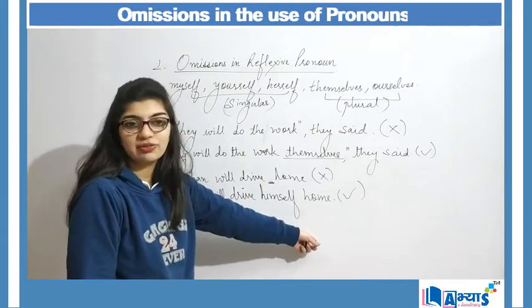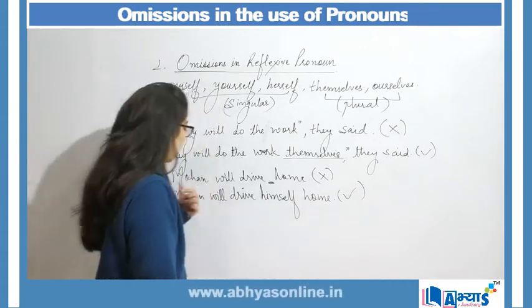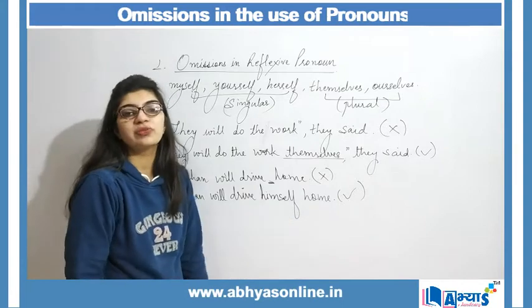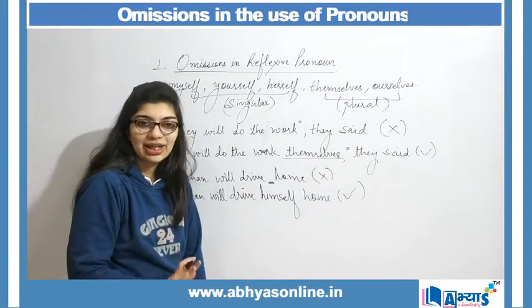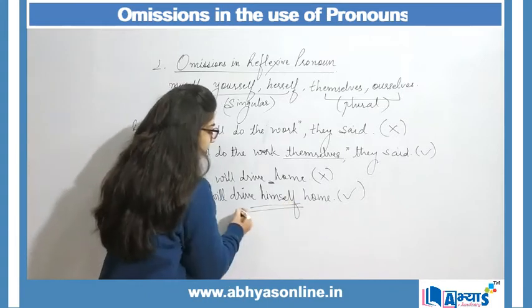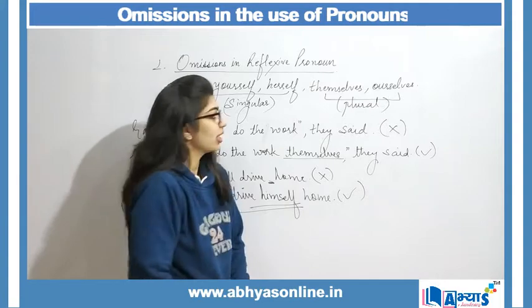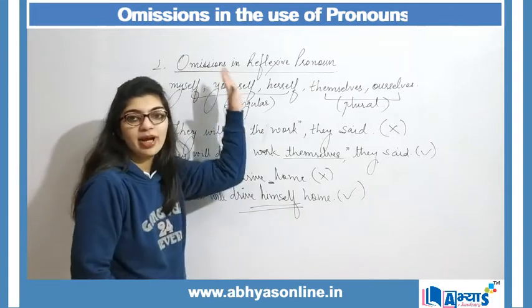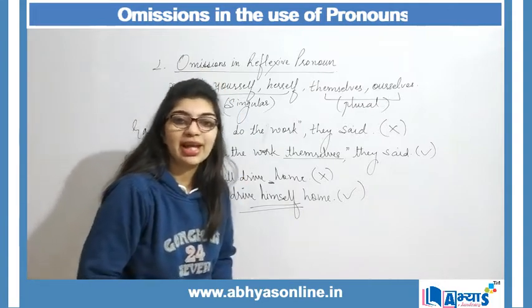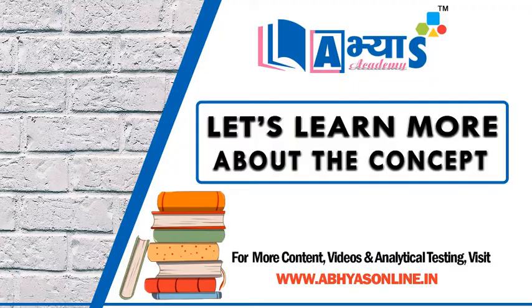This is the correct usage of pronoun. This is the correct form of sentence. Mohan will drive home is grammatically incorrect. Why? Because a word has been omitted and that word is referred to as a reflexive pronoun. So this is the first area where students can make errors, and those errors can be in reflexive pronouns.